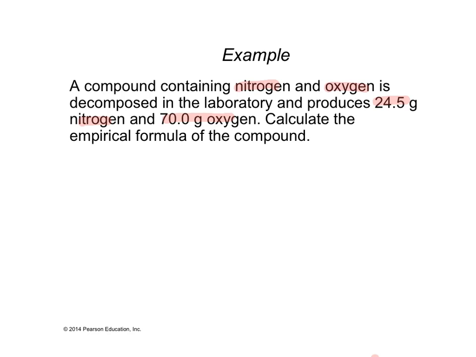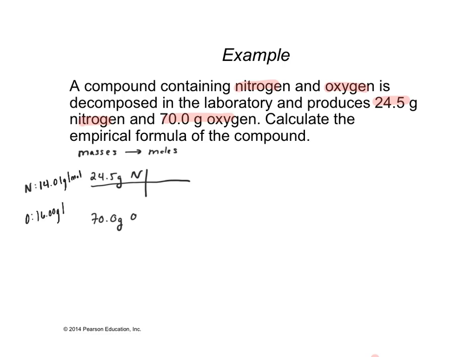Okay, so again, my first step in this is taking my masses and converting to moles. So I've got 24.5 grams of nitrogen, and I've got 70.0 grams of oxygen. So I look up in the periodic table where nitrogen is. The molar mass of nitrogen is 14.01 grams per mole. And then again, I look up oxygen. The molar mass of oxygen is 16 grams per mole. So I'm going to take my masses, and I'm going to divide by the molar mass for each of the elements.